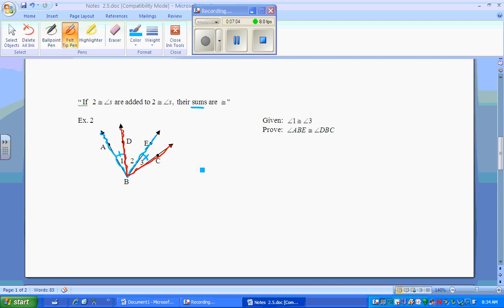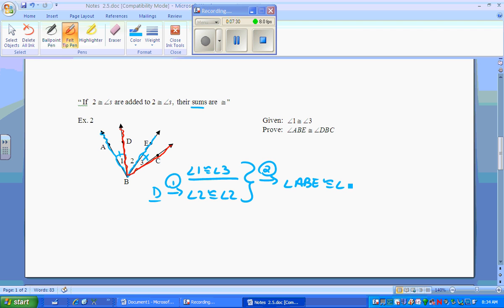And you have your proof. So let's start out with angle 1 is congruent to angle 3, given. Arrow out on its own line for a reason. Like I said, if you want it from the diagram, go right ahead. Angle 2 is congruent to itself, so it's congruent to angle 2. These two together using our addition property, angle ABE is congruent to angle DBC. Reason 1, reflexive. Reason 2, addition.